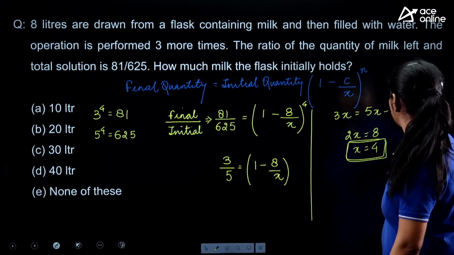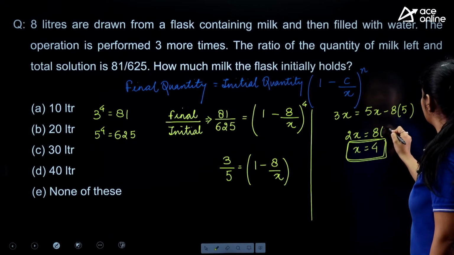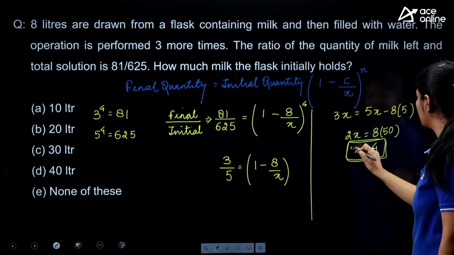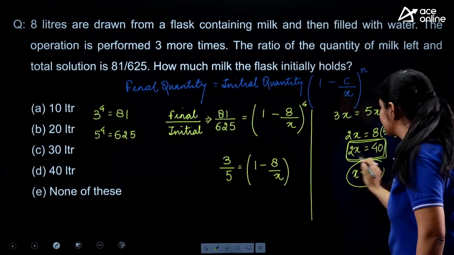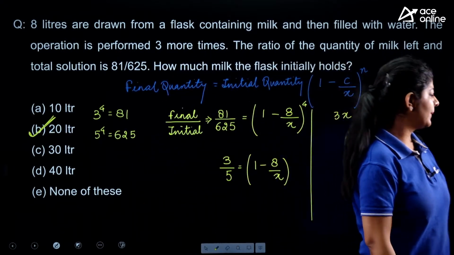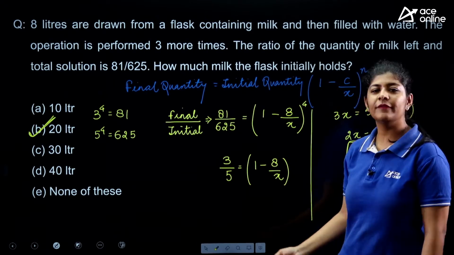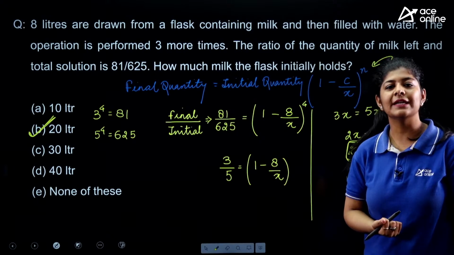Now we need to multiply this by 5 also. That means 2x equals 40 and x equals 20. X is equal to what? 20. Option number B is the correct one. Clear? It's a very simple one. All we need to do is simply use this particular formula to get the answer.